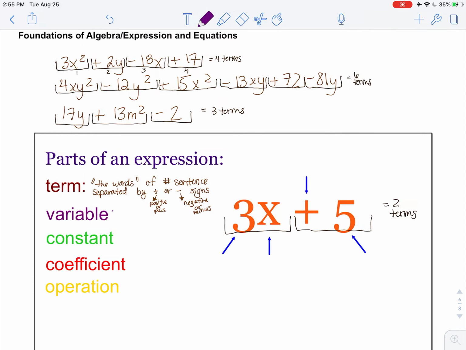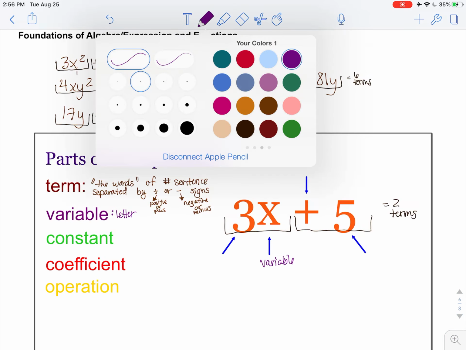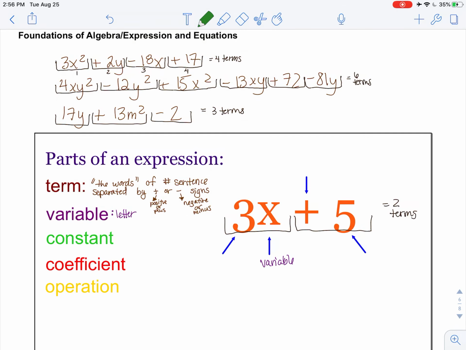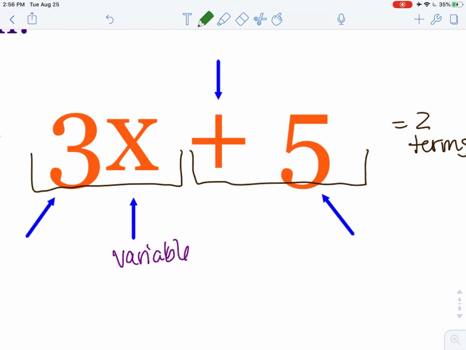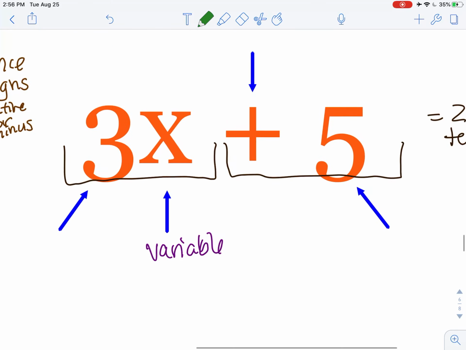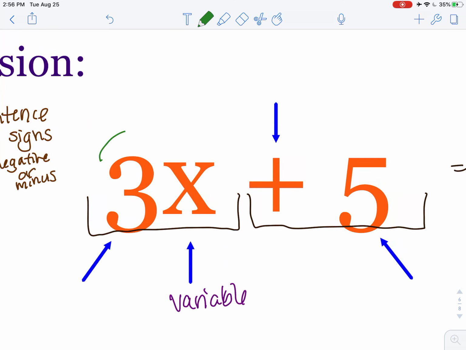Next, we're going to talk about the variable. Remember, the variable is the letter. That's easy to identify because it is the letter in the expression. So our letter here is our x. That's our variable. Constant. The constant, remember, is that number that never changes. When I look here, I have 3x plus 5. 3x means 3 times x. So that's where we get 3x from.